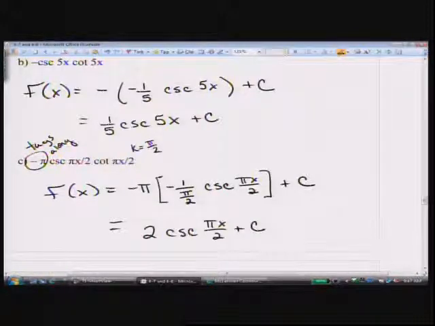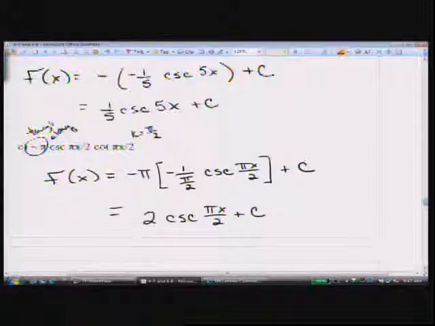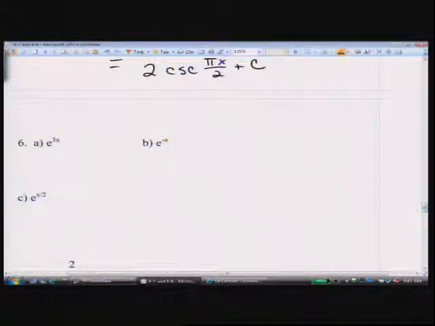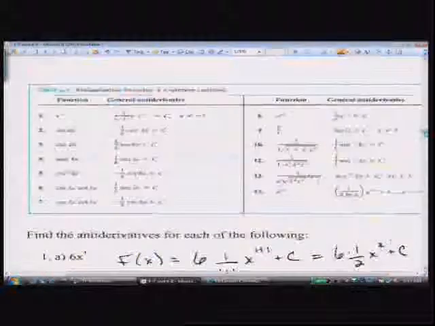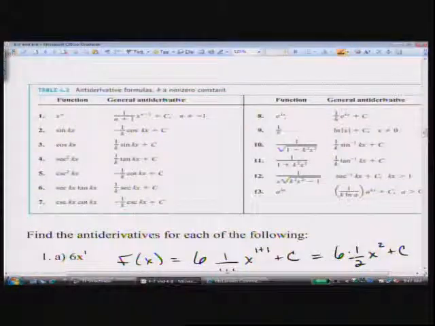And remember, you can always check these. You can take the derivative to check and see if it's correct. Now we have a family of e's, it looks like. So let's go up to our table and see what the antiderivative of e to the x is. I bet you probably know. The antiderivative of e to the x is e to the x, because that's the special e to the x function. But if you have e to the kx, it's 1 over k e to the kx plus c.